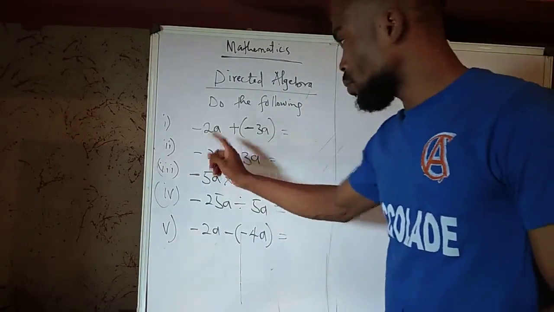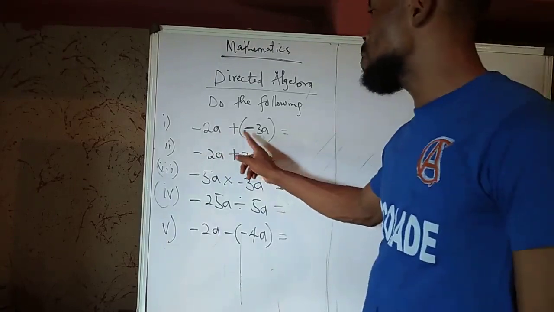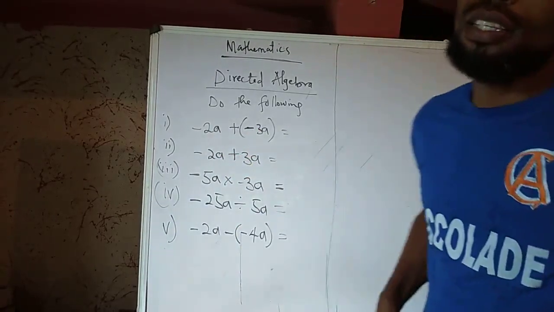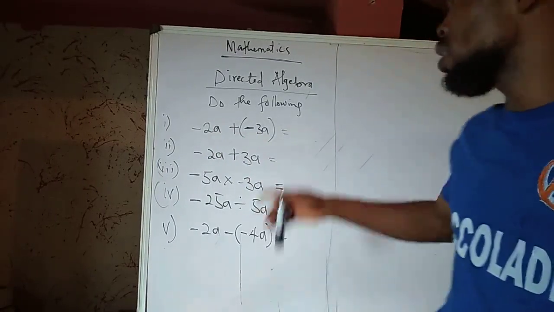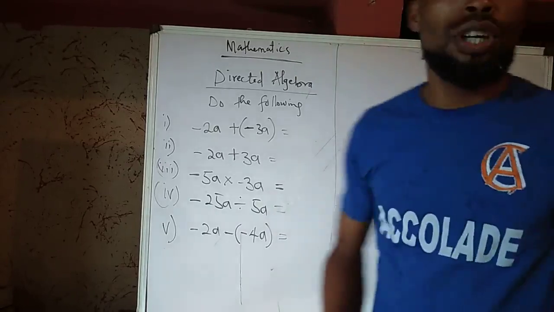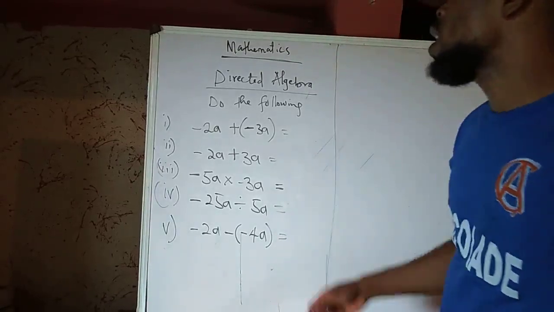Alright, so we have minus 2a plus minus 3a. Now I will just use the analysis. I will not use my number line to work this out, but you can use your number line. You can try it out, okay, if you're that curious.